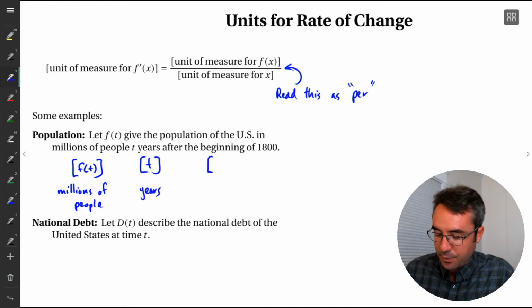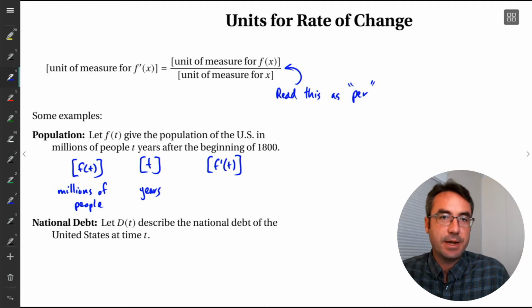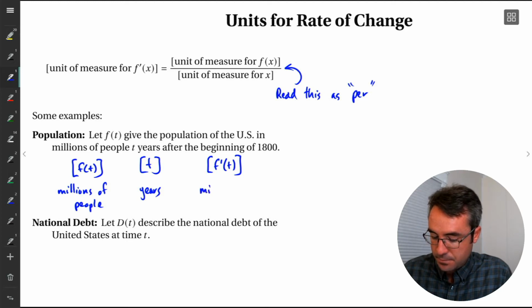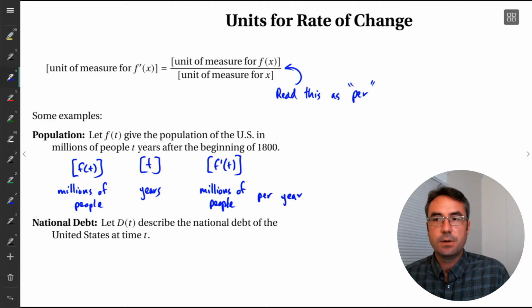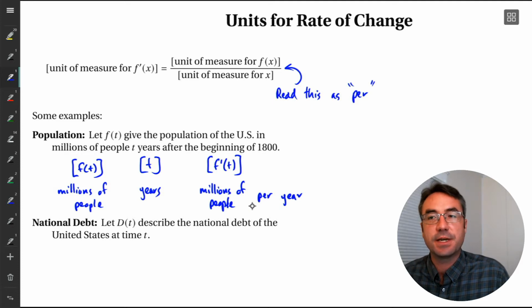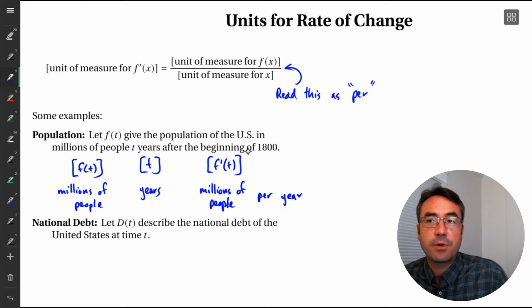And so then f prime, what would be the units of measure for f prime? Well, it would be millions of people per year. Or millions of people, you could have almost like a division sign here, millions of people per year. So that would be the units for f prime in this case.